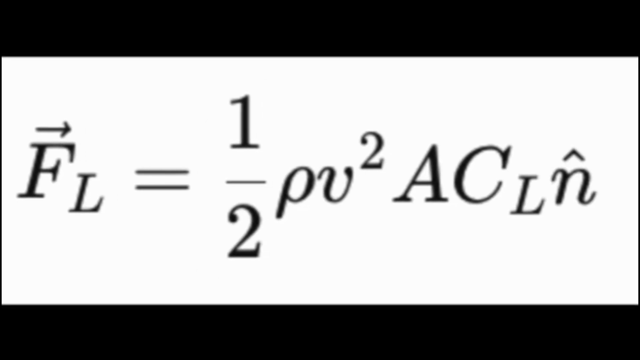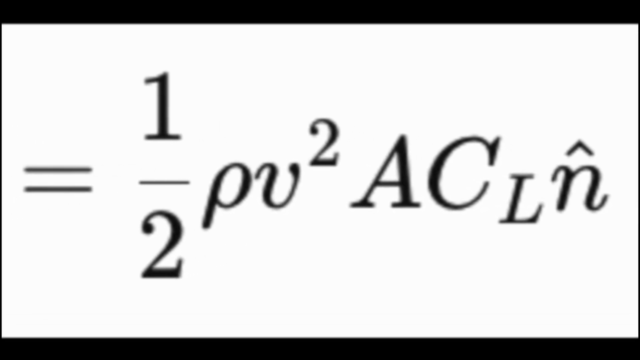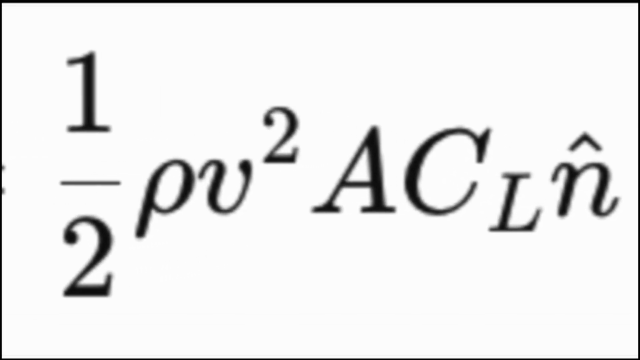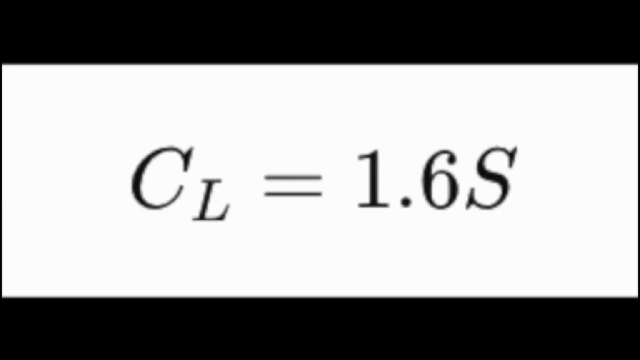Furthermore, we had an issue with the lift coefficient. Normally, the lift coefficient is determined experimentally using a wind tunnel. Unfortunately, we didn't have access to one, so we had to find a way of estimating it since there is no universal formula for it. After some research, we found an empirical formula where the lift coefficient is proportional to the spin ratio, where the constant of proportionality for a sphere is 1.6.